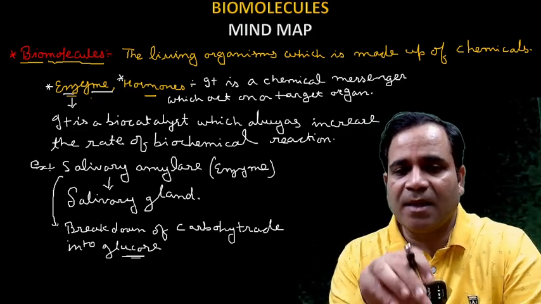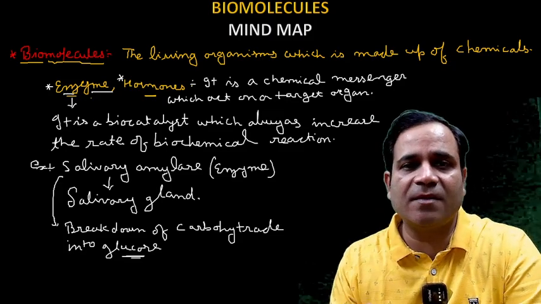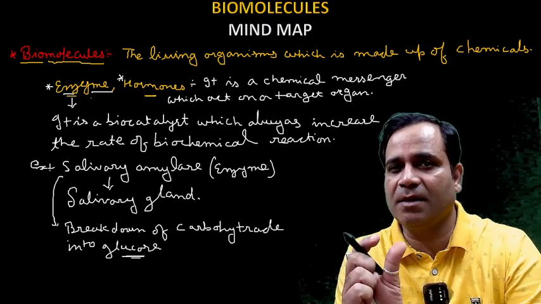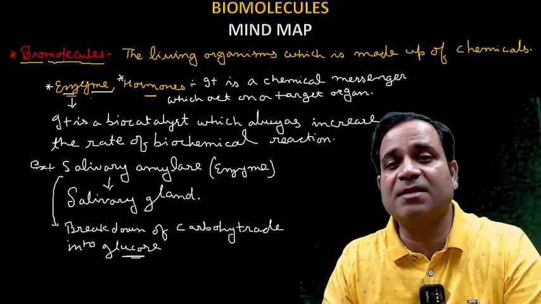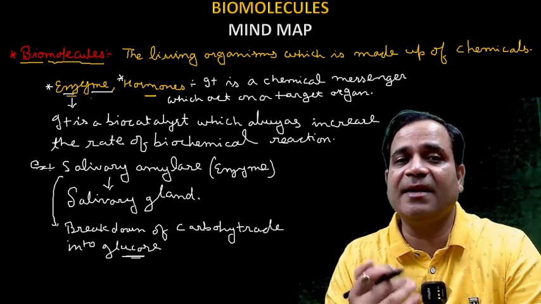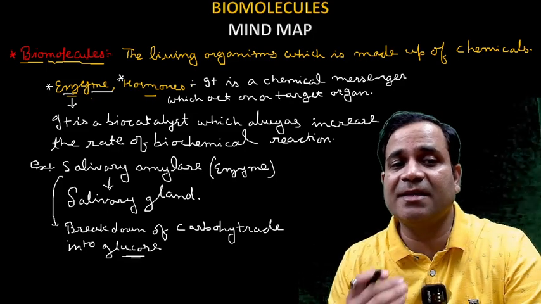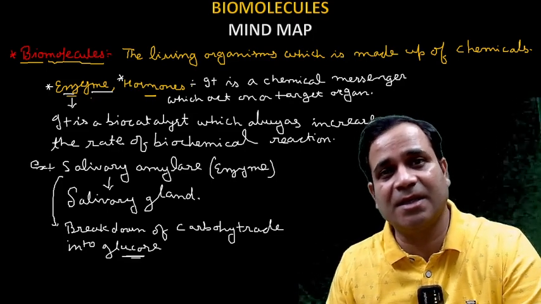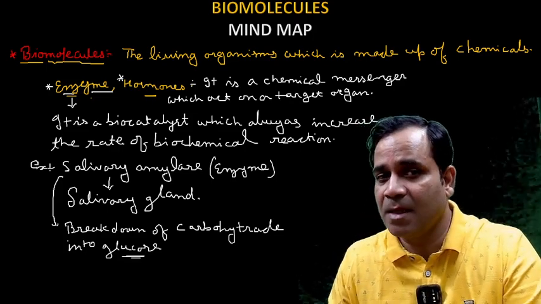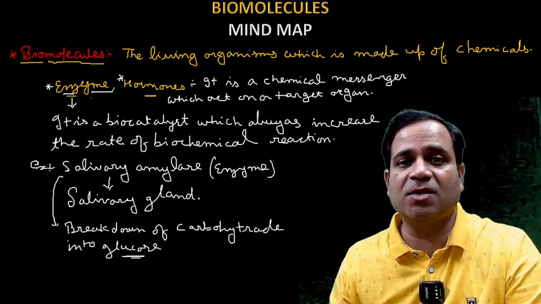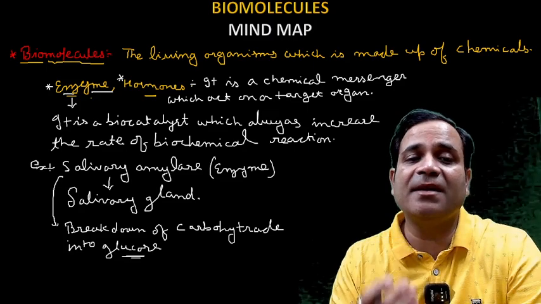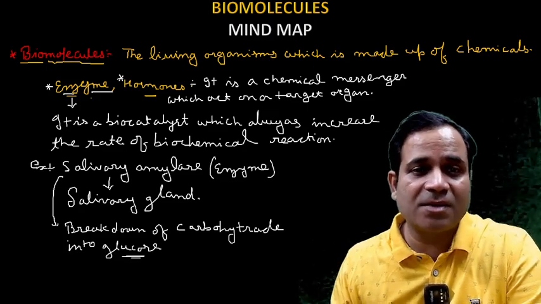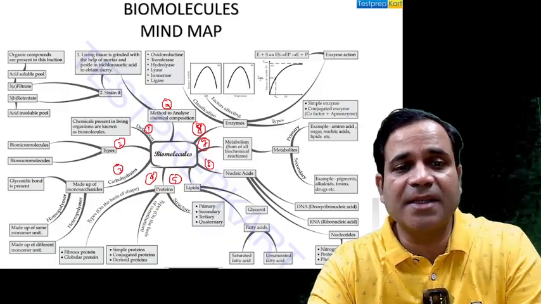So the main motive here is to say what biomolecules are. Biomolecules are very simple: living organisms are made up of chemicals, and one example of such chemicals is enzymes. The other one is hormone. Basically, an enzyme is a biocatalyst which always increases the rate of biochemical reaction. A hormone is a chemical messenger which acts on a target organ. So this is the thing. Is it clear or not?